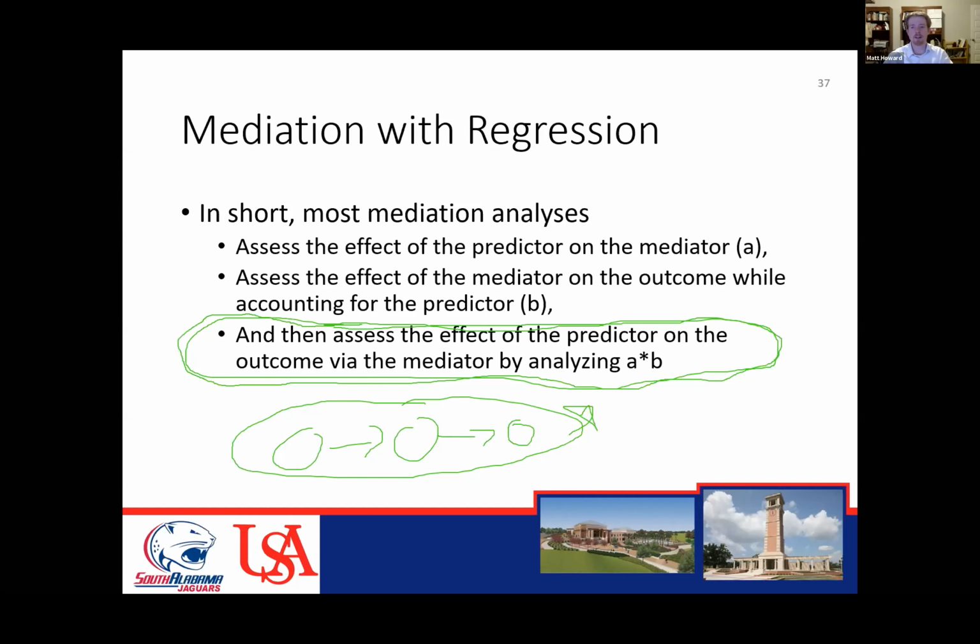Similarly with regression, if I told you to run a regression where three variables predicted an outcome, I would expect you to be able to tell me which of those were statistically significant. And I would also expect you to say something like, job satisfaction significantly predicted job performance, whereas conscientiousness and agreeableness did not.